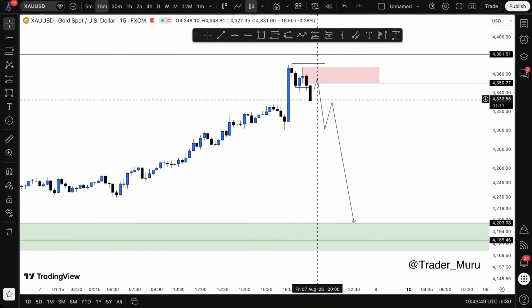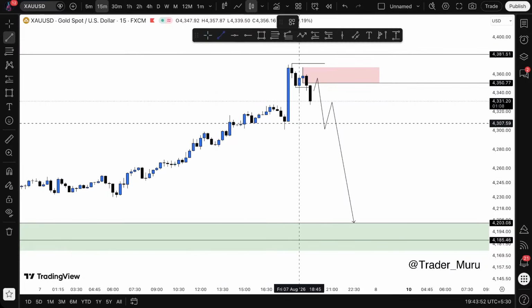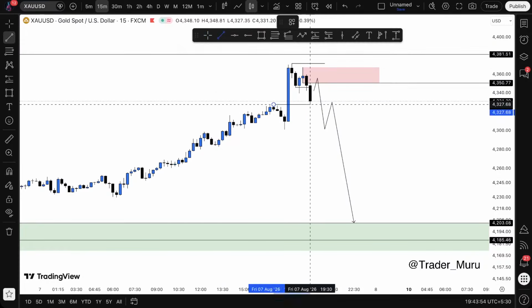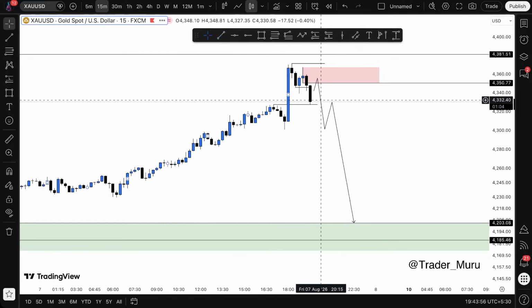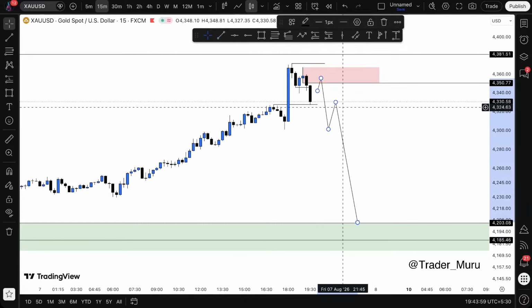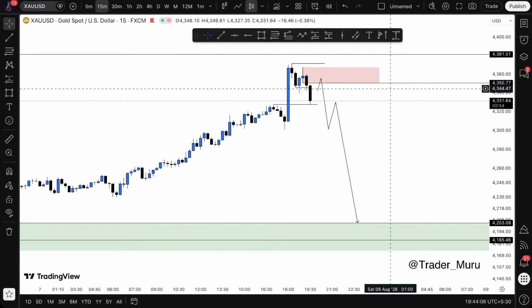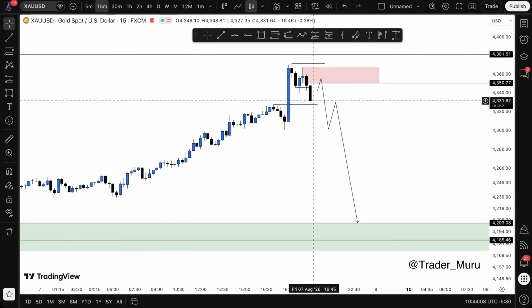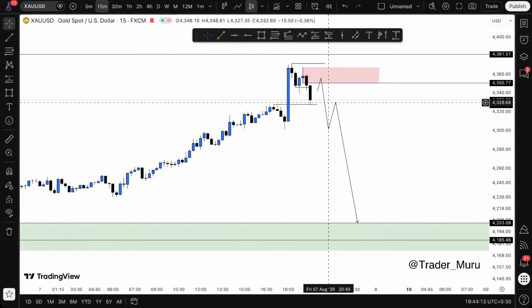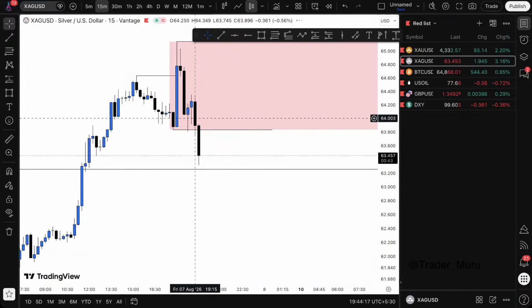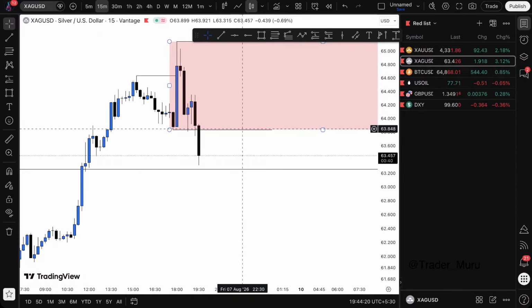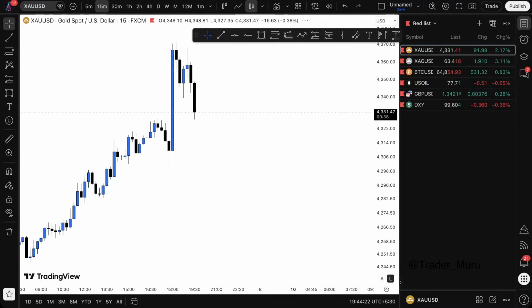Now price can bounce till our zone. It is testing this 15-minute mitigation block. If it breaks above, remember you have to wait for 15-minute change of character. And in silver we are waiting for 1 hour change of character.